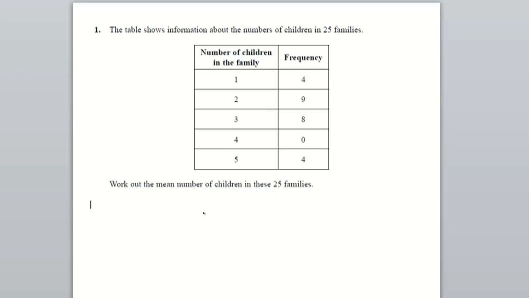Work out the mean number of children in these 25 families. Always read a question carefully. Sometimes these papers don't ask for the mean number, they ask for the total number of children. So that would be a step back from calculating the mean. So here we go. We've got a frequency table. The number of children in a family with 1, there's 4 families. Then we've got 9 families with 2 in, 8 families with 3 in, no families with 4 in, and 4 families with 5 in. Totaling that up, that comes to 66.